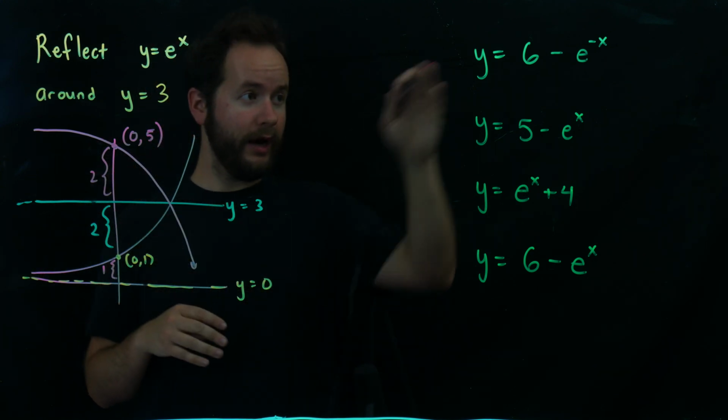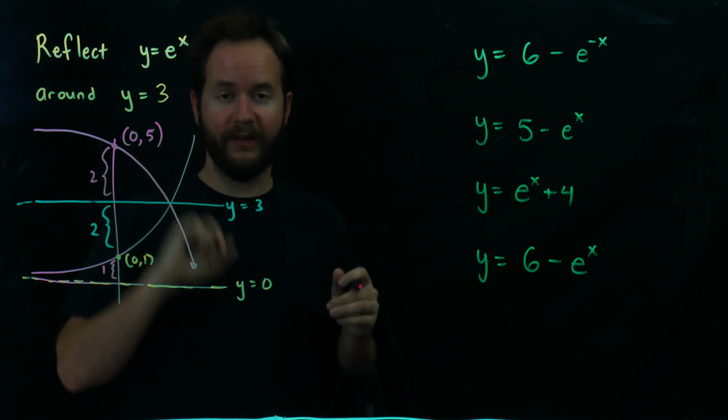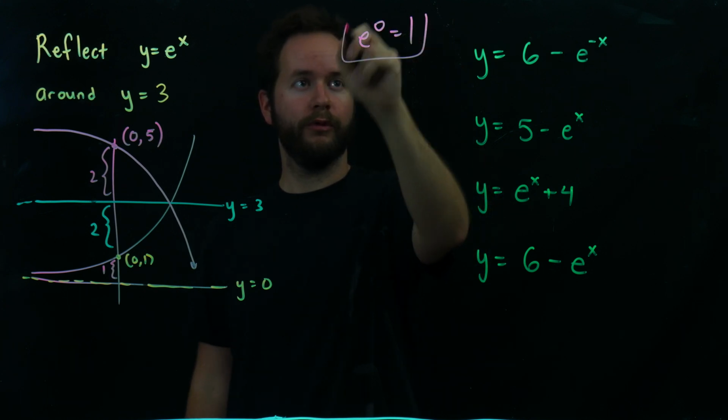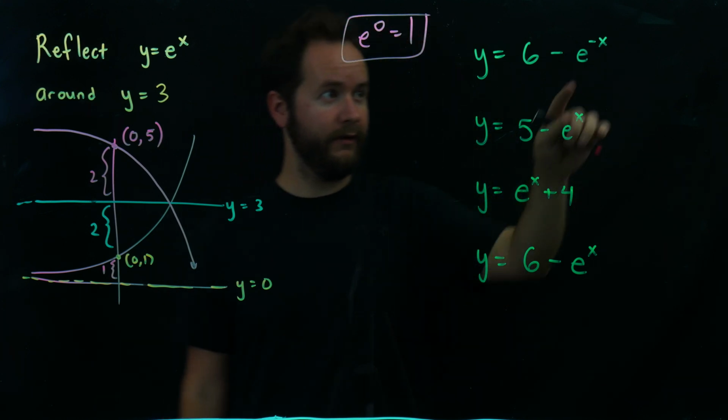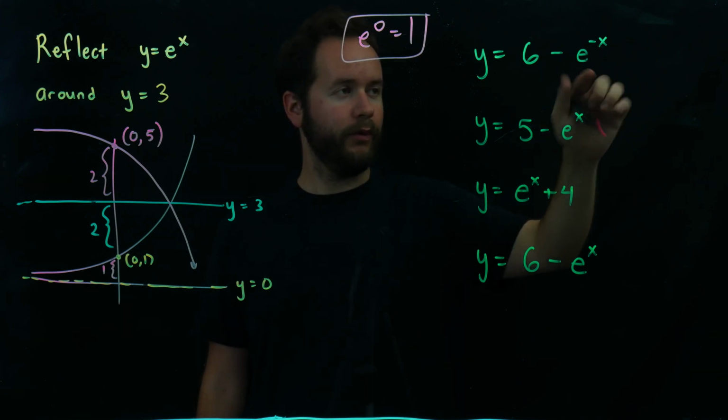In fact, let's go ahead and eliminate some of these answer choices by taking 0 and seeing which of those functions give us 5 when I plug it in. One thing to remember here is that e to the 0 is 1. Super crucial for evaluating these functions. So we have negative 0 is 0. e to the 0 is 1. 6 minus 1 is 5.